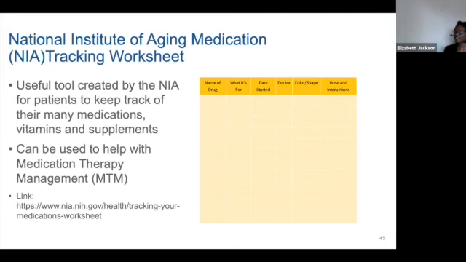And as you can see, it has the name of the drug, what the drug is for, date started, the doctor. What I like about this one, it does have the color and shape. And then it has a dose and instructions. Next slide, please.